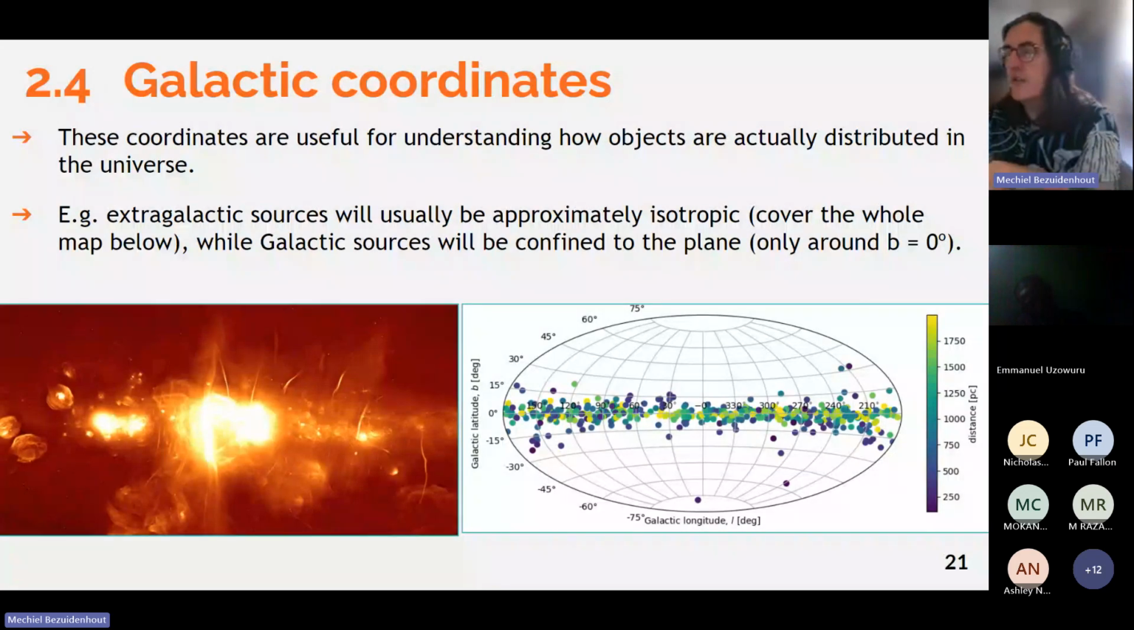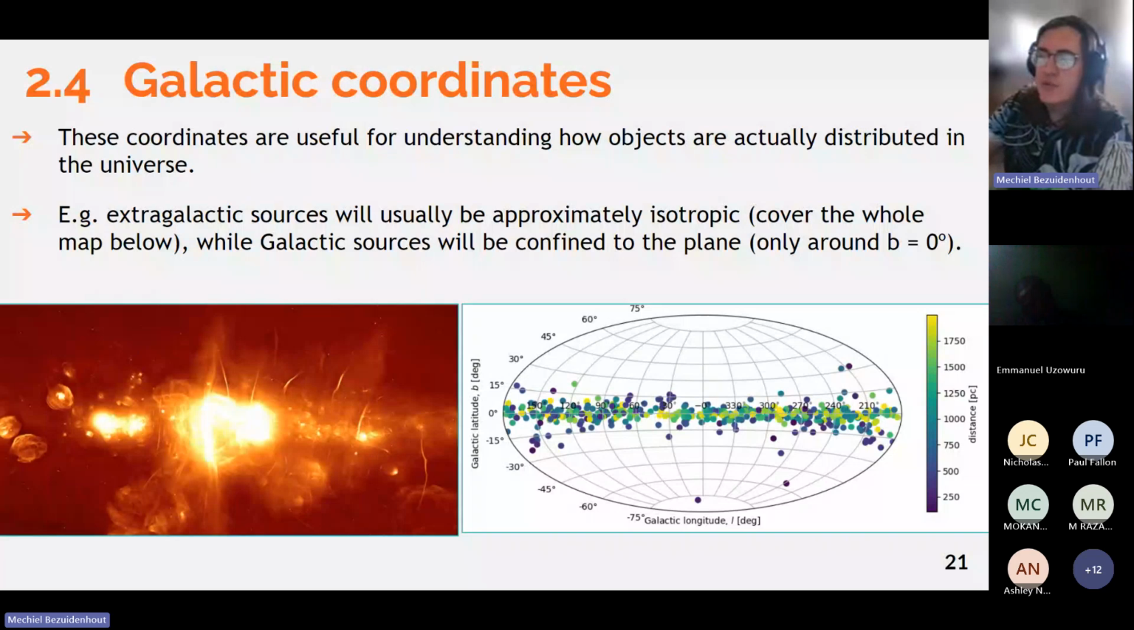So this is useful to know: if you don't have some distance measurement, you can still tell if sources are coming from other galaxies or from within the galaxy. And you can also do things like studying the proper motion of sources. You can get an estimate for their age.